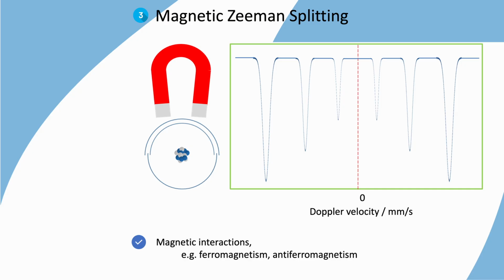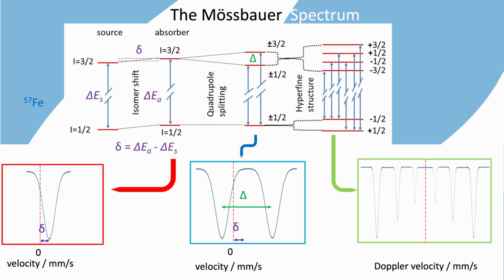To understand a little bit more on how this splitting occurs, we must dig into the electronic energy levels of the atom. The number of the peaks and the value of the splitting tells us something on the magnetic interaction, such as ferromagnetism, antiferromagnetism, etc. The consequence of all these interactions will be seen in a spectrum that is recorded.